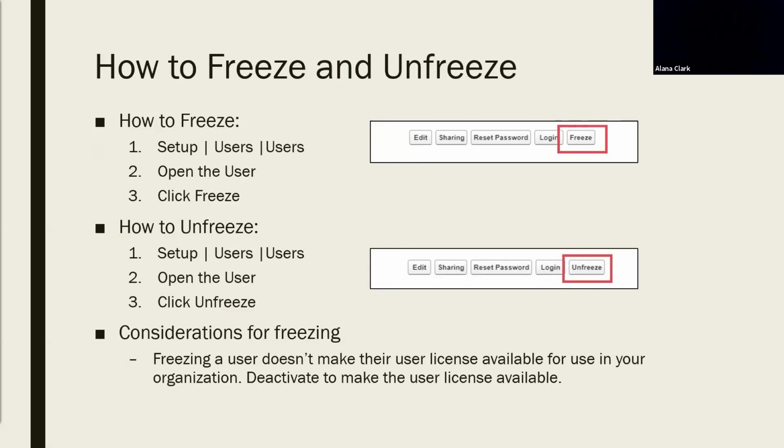To freeze, you simply open the user record. So you don't edit it this time, you just open it up and you click the freeze button. Same concept to then unfreeze. That freeze button turns into an unfreeze button that you would click to then unfreeze.